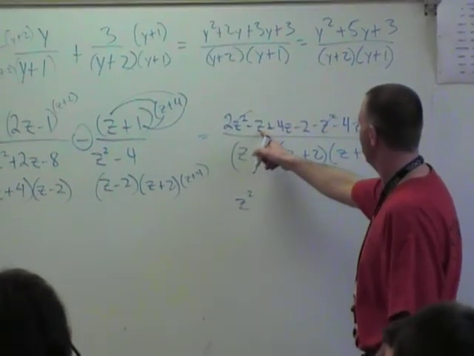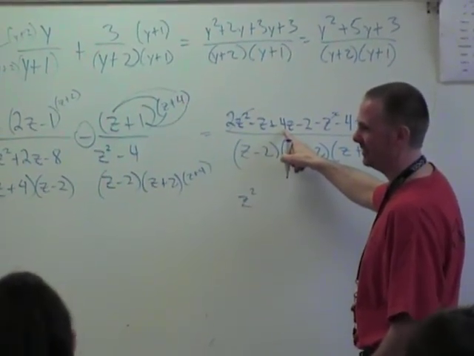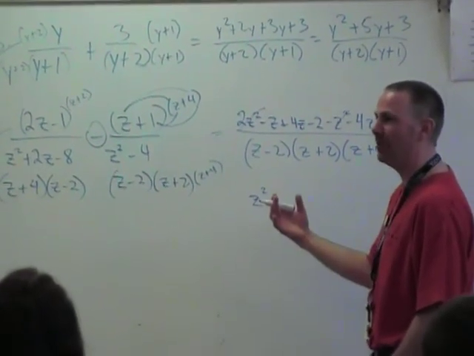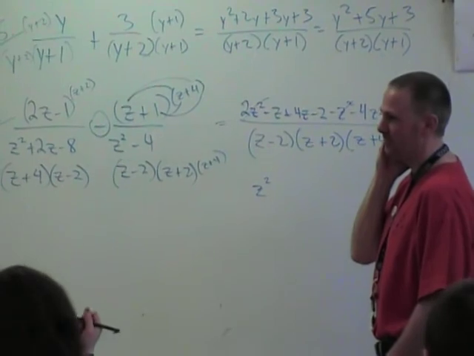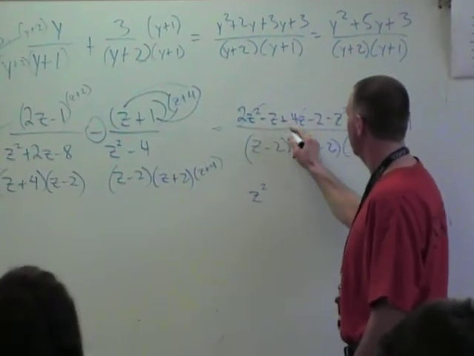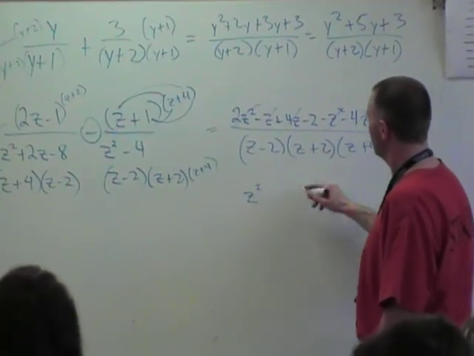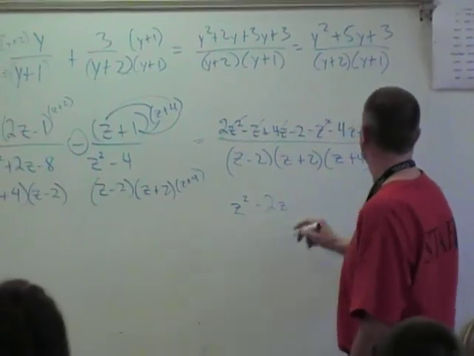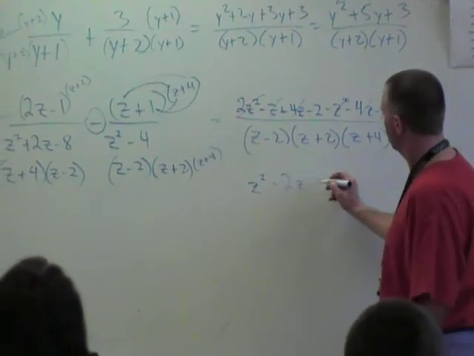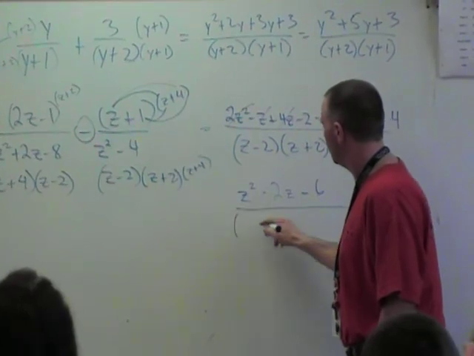Alright, we get z, minus 1 plus 4, 3z. Minus 4 is negative 1. Minus 1 is minus 2. 2z. Now we have a minus 2 and a minus 4. That's minus 6. And we have all this on the bottom.